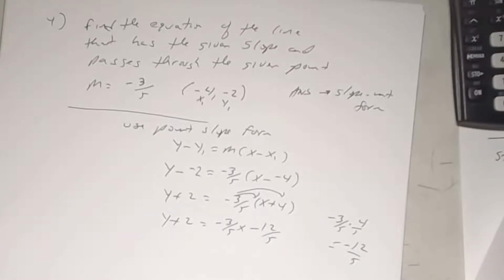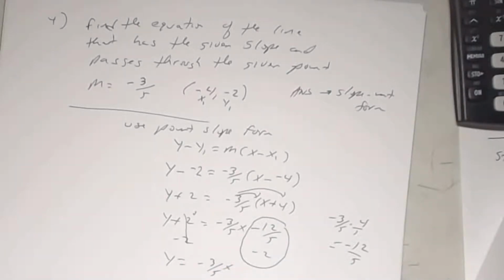Now the next thing I've got to do is get Y by itself because I want the answer in what form? Slope-intercept. So that means I've got to do what to both sides in this case? Subtract 2. And notice I'm on my terms, so this is 0 here, so I get Y equals -3/5 X. Now on your calculator, notice I'm circling those constants.